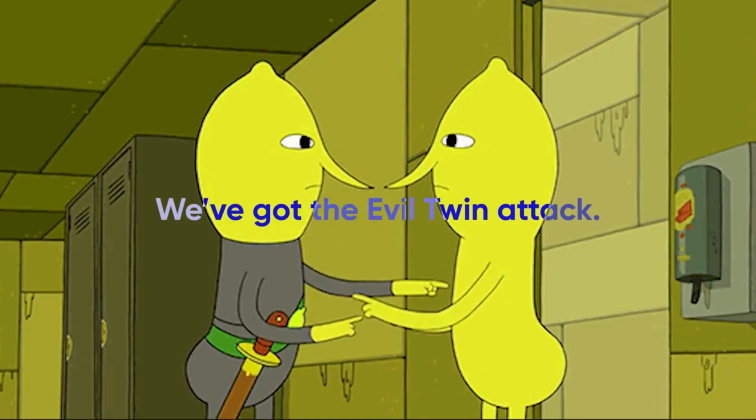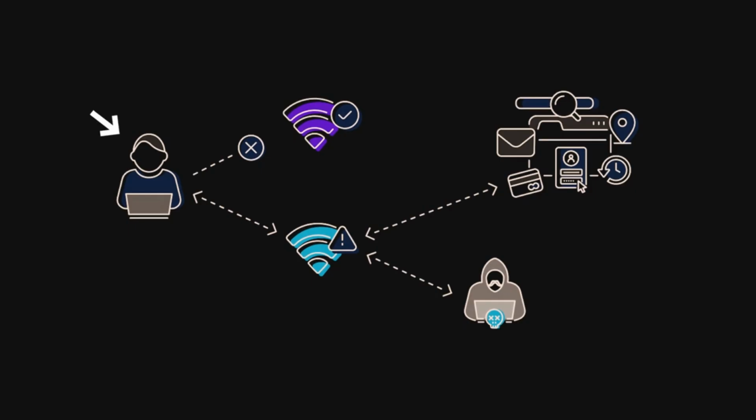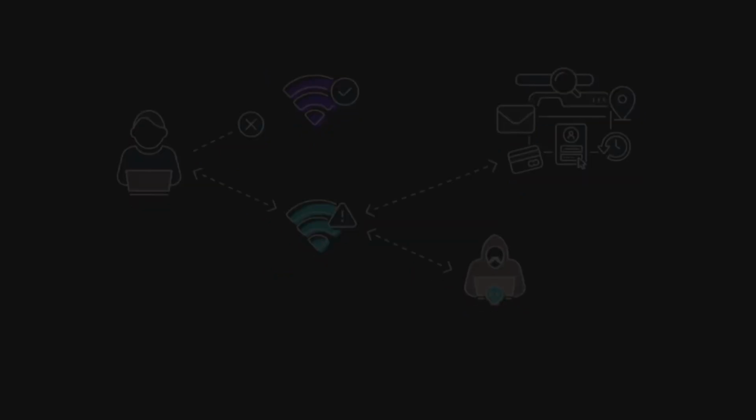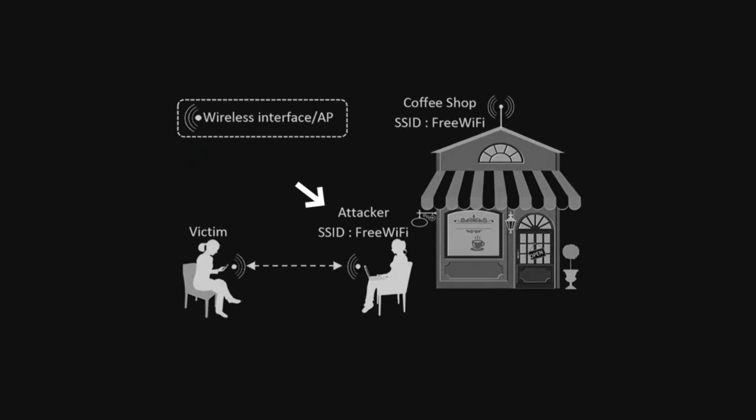Next up, we've got the evil twin attack. It sounds intense, but it's really about tricking people into connecting to a fake Wi-Fi network that looks exactly like the real one. Imagine setting up a Wi-Fi network called Free Coffee Wi-Fi and watching people connect to it, completely unaware that they're connecting to a hacker.